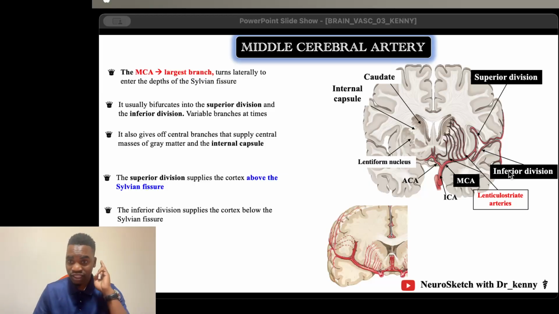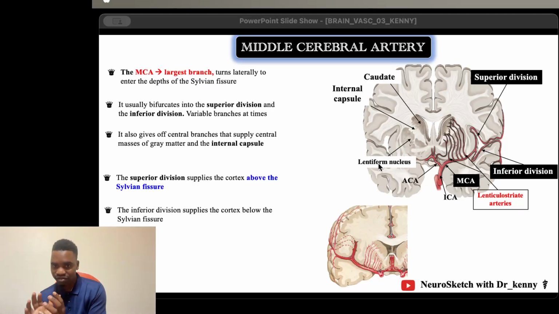But before it gives the terminal branches, as it travels to the lateral sulcus of Sylvian, it gives smaller branches that we call the lenticulostriate arteries. The lenticulostriate arteries are the smaller branches of the middle cerebral artery as it goes. Remember, lenticular supplies the lentiform nucleus. You remember what the lentiform nucleus is. Lenticular for lentiform nucleus, and striate for striatum. I think you can now remember.